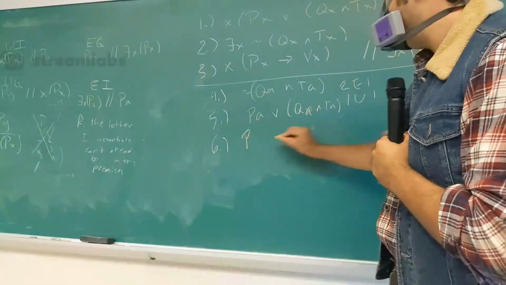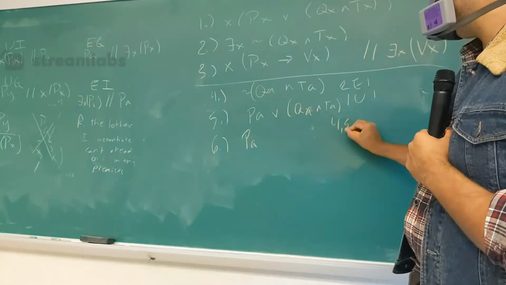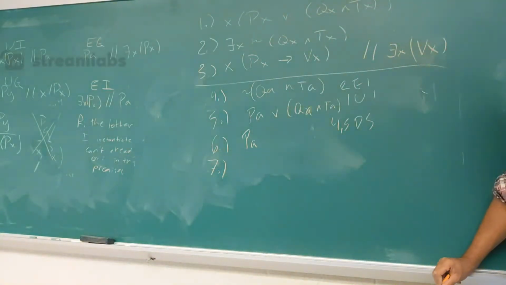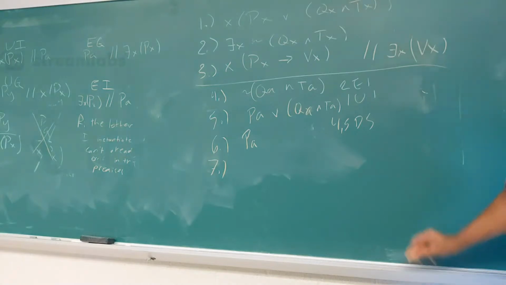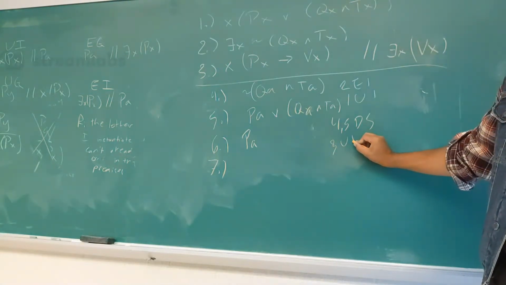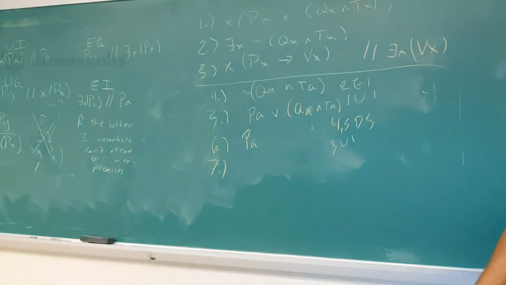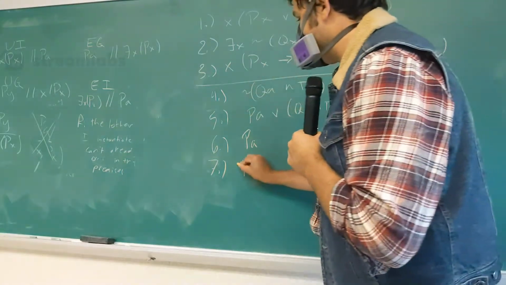I get PA from 4, 5 destructive syllogisms. What from there? Would you need to universal 3? Yeah, so 3 universal instantiation? What would I do for that one? Could you use A? Yeah, because it just applies to everything.